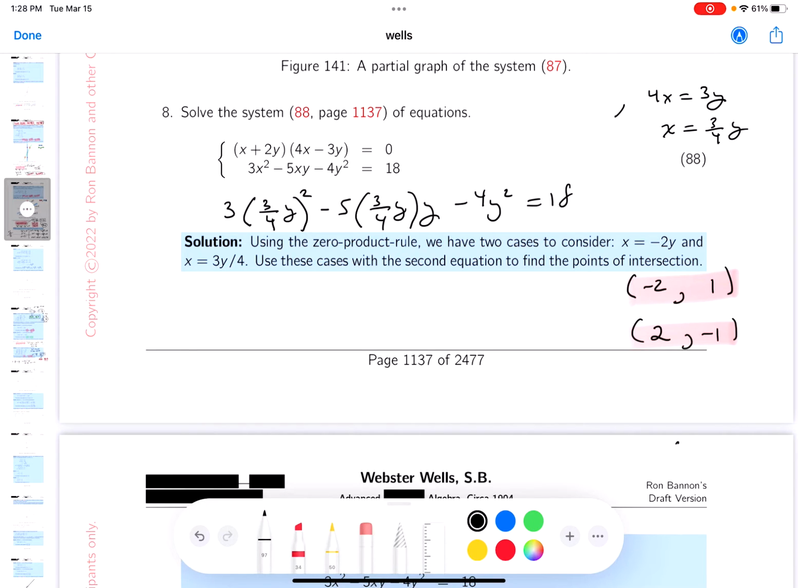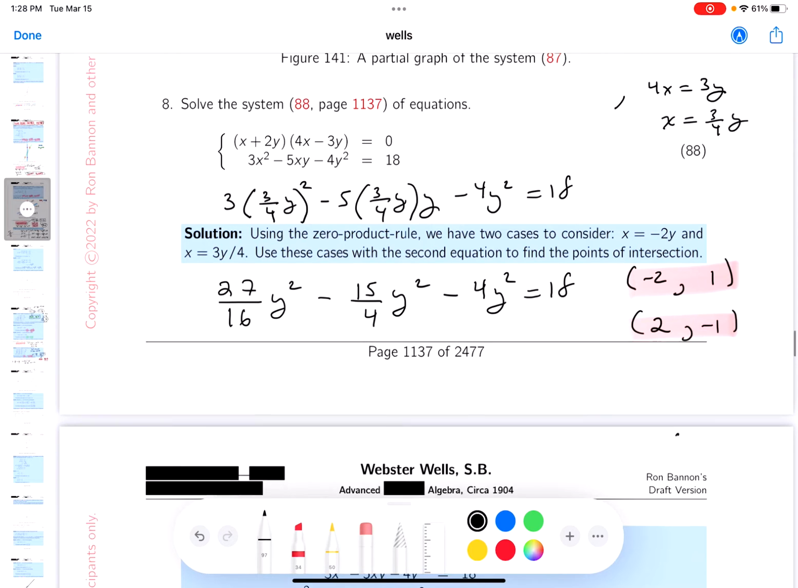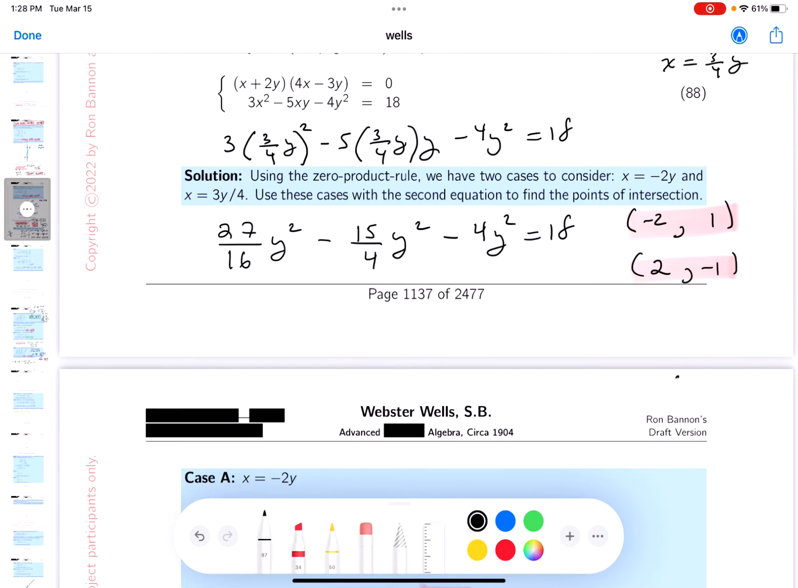Well, let's take a look at this. You're going to get 27 over 16 y squared. This is more difficult to deal with. Minus 15 over 4y squared minus 4y squared is equal to 18. All right, much more difficult. I'm going to multiply both sides by 16. 27y squared minus 60y squared, and I'm multiplying by 16, so minus 64y squared, and then 16 times 18.